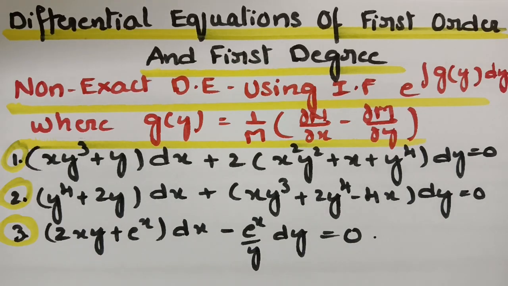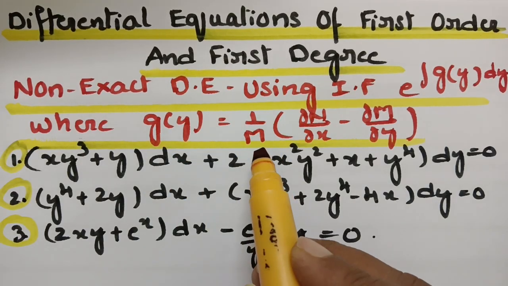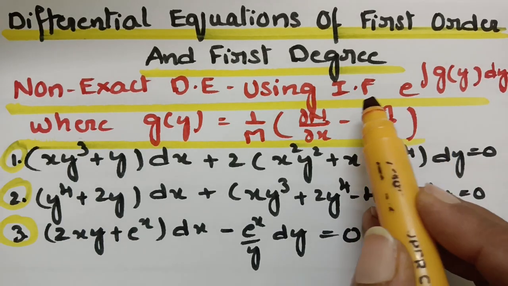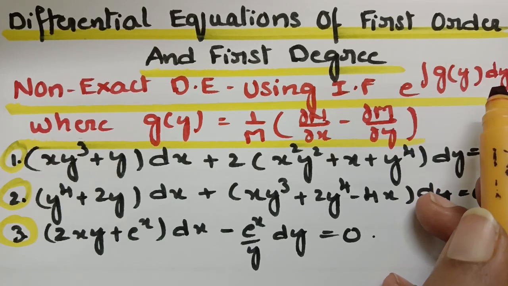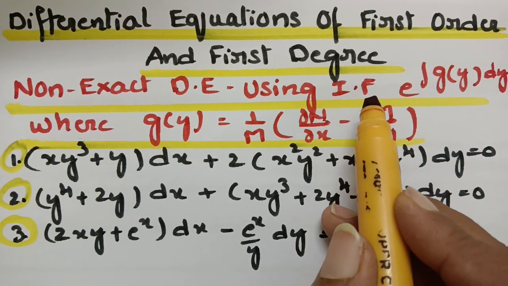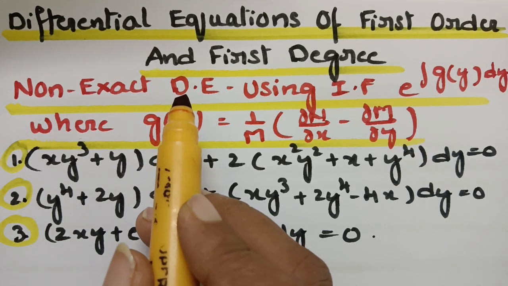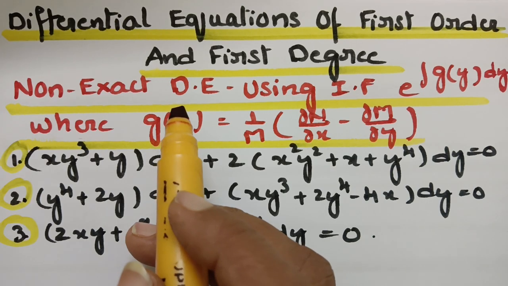Now coming to today's topic, non-exact differential equations. There are five solution methods, and the fifth method is to calculate g of y equal to 1 by m times (dou n by dou x minus dou m by dou y). Here we use the integrating factor e power integral g of y dy. If you multiply with this integrating factor, the non-exact differential equation turns into an exact differential equation. This topic is from differential equations of first order and first degree.